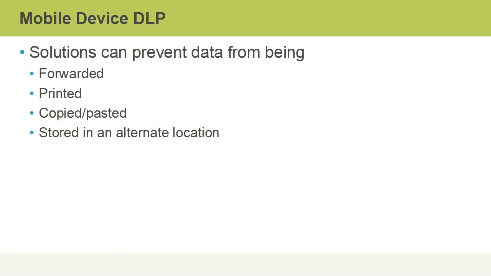Solutions can also prevent data from being forwarded in the case of things like email, or in the case of printing, copying and pasting, or even storing data in alternate locations. Maybe in the corporate partition on a smartphone, corporate sensitive data might not be allowed to be stored in other locations, such as a user's personal Dropbox account. In this video, we discussed data loss prevention.